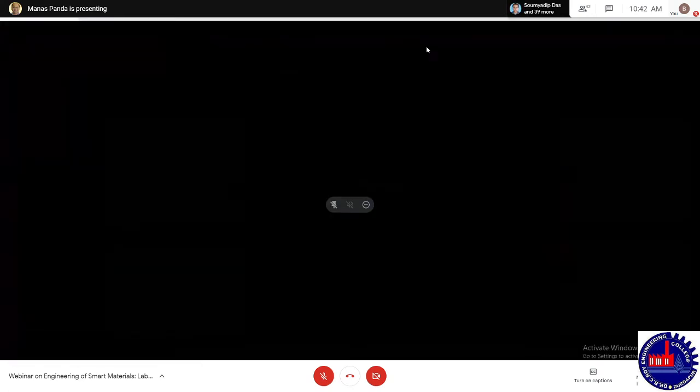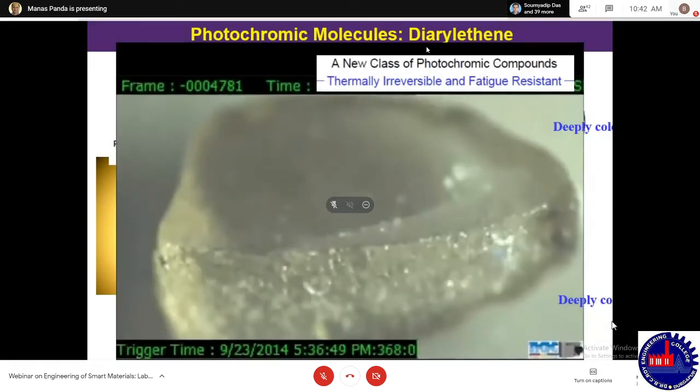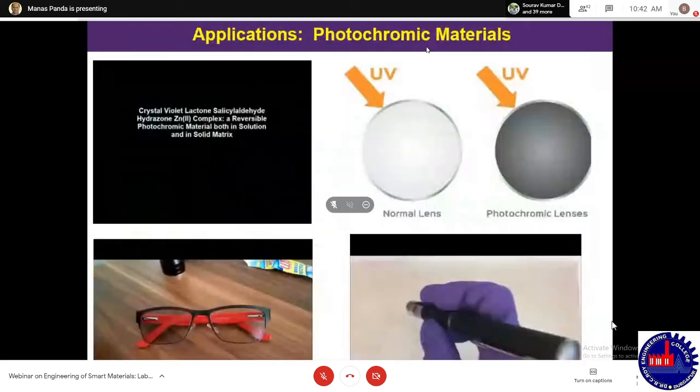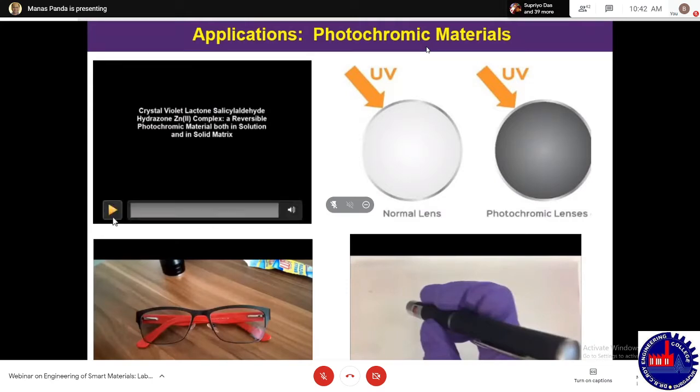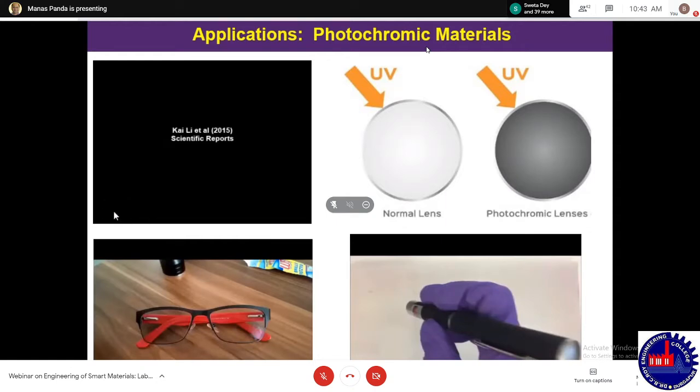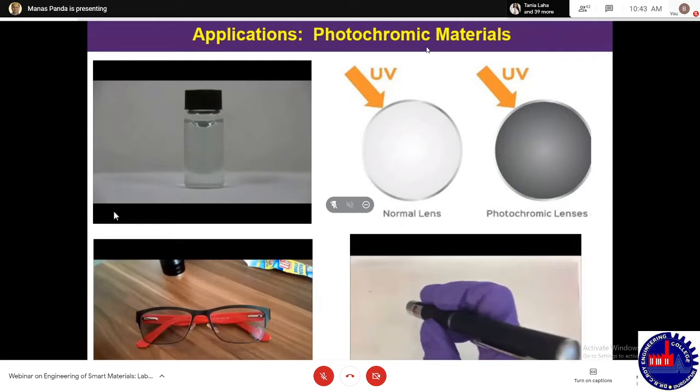So this is the next slide. Here are a few more examples of photochromic material. You can see this Chinese scientist developed a zinc complex. This is the initial color. When you irradiate with UV light, it changes its color. It's a 405 nanometer light, very close to blue light, so it slowly becomes dark.